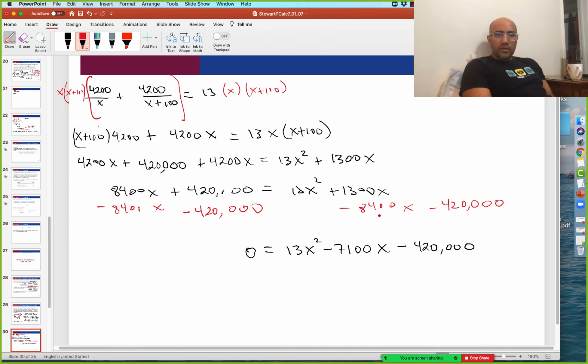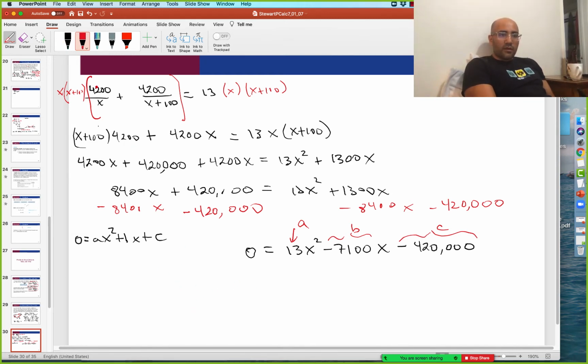Okay, that looks pretty ugly, so this would be a fantastic opportunity to take advantage of the quadratic formula. Remember, the quadratic formula was derived to solve exactly this, something that fits this form. So all we have to do is identify the roles here. The role of A is being played by 13. The role of B is being played by negative 7,100. And the role of C is being played by negative 420,000. So we can solve for x using that formula, right?